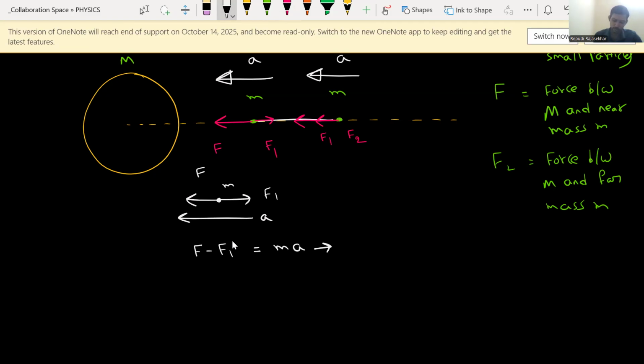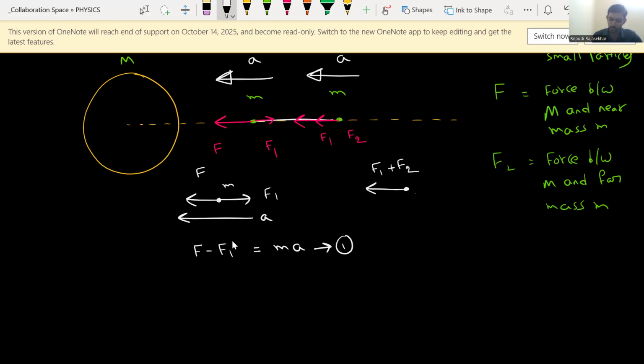This is equation number 1. Clear? Similarly, the second particle we have taken. On the second particle, both the forces are acting on the right side only. F1 is acting, F2 is also acting. Both are acting in the same direction, so I have added.